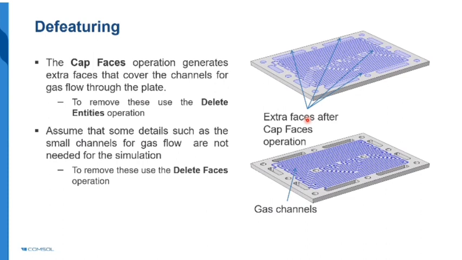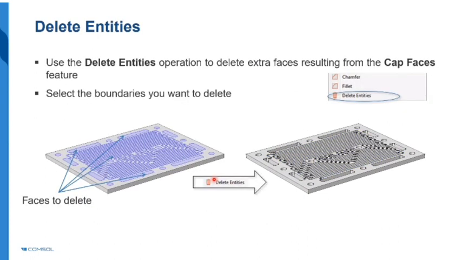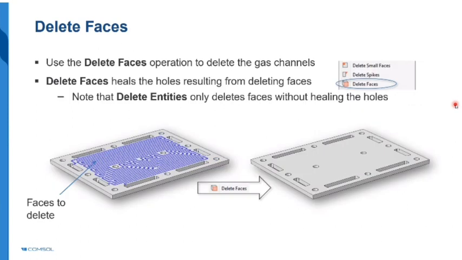If you want to remove those surfaces, you can use delete entities, or if you want to remove the channels altogether, you can use this delete faces operation. It will be clear in the next slide. So for example, whenever you are using delete entities, let's say you have first capped these faces, and then by using this delete entities operation, you will see that the extra faces get removed, but the grooves remain on the original geometry itself.